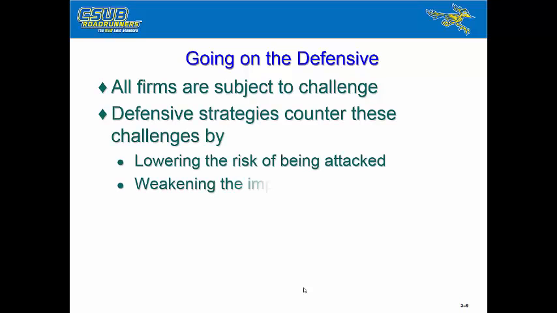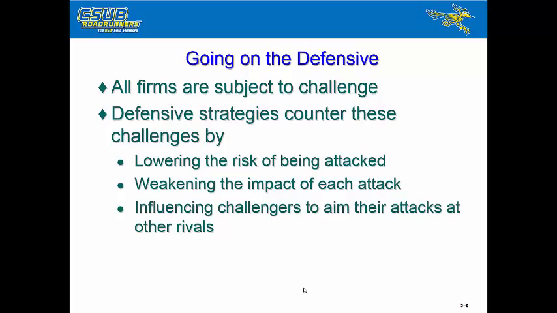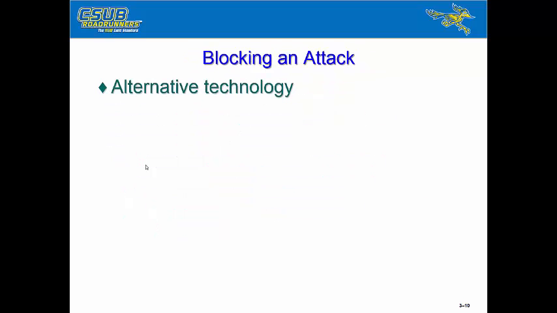Things that impact the likelihood of a defensive posture instead of an offensive posture are when all companies in an industry are subject to challenge in the same way. And those defensive strategies tend to lower the risk of being attacked, weaken the impact of an attack, and influence challengers to aim their attacks at other rivals.